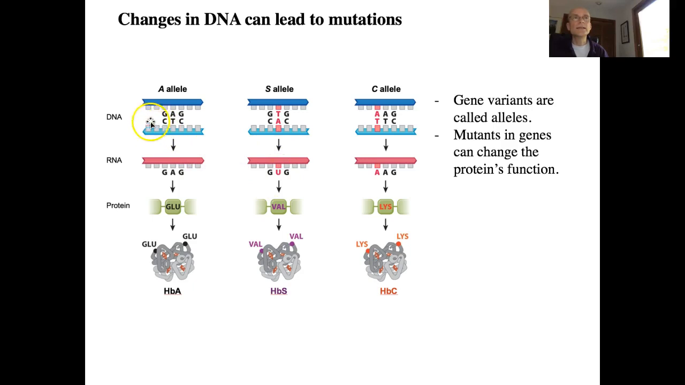Okay, so you see here the A allele, the S allele, and the C allele, and they lead to these changes in these particular amino acids, lysine, valine, or glutamine, and these two are mutants that change the protein's function. So that's an example of how alleles can change the function of a certain protein.